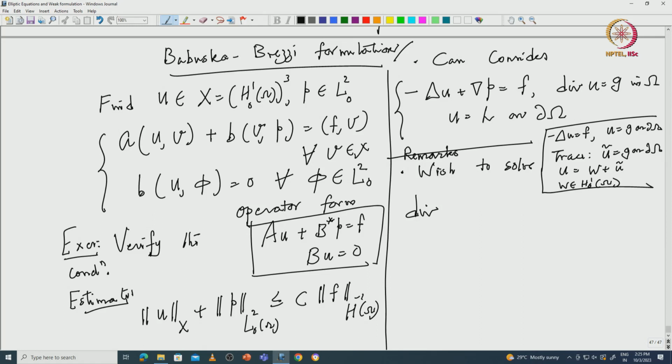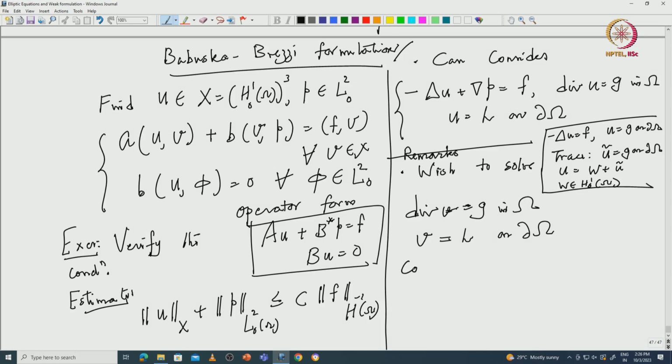how you see, what do you say, div and grad are adjoint operators. So divergence of V equal to G in omega and V equal to H on d omega. First you solve this one. So what you need is a compatibility condition. I will discuss maybe the compatibility condition later.